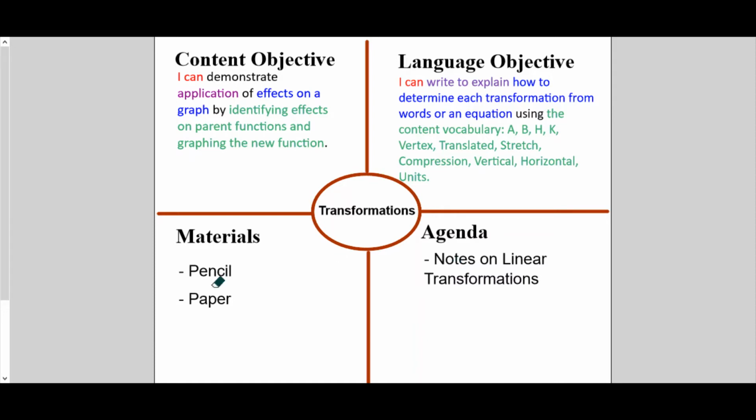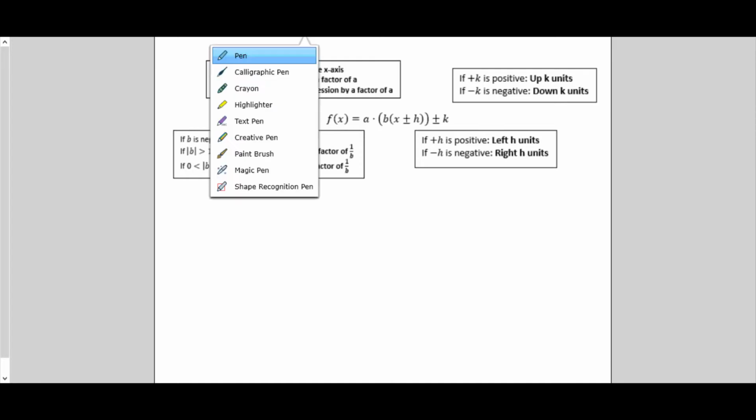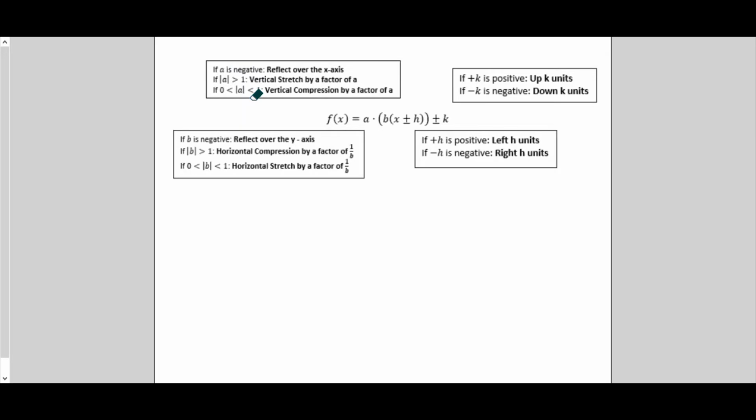So you're going to need a piece of paper and a pencil for this. So pause the video if you need to grab those two things. I posted a reference sheet for you on Google Classroom for this. So if you want to open that up and have it out as we're doing this, that would be perfect. Or you can write it down.